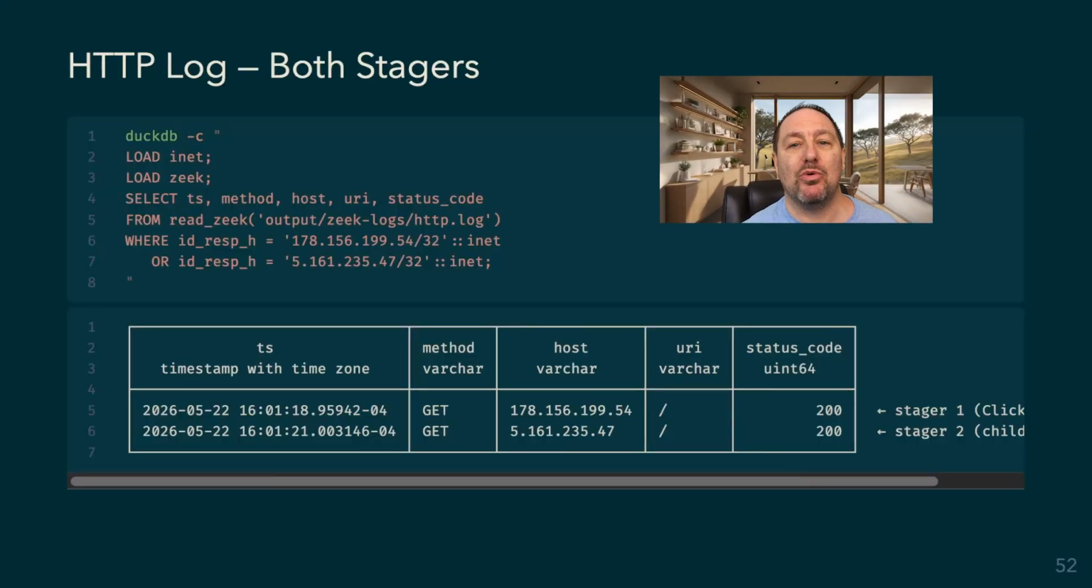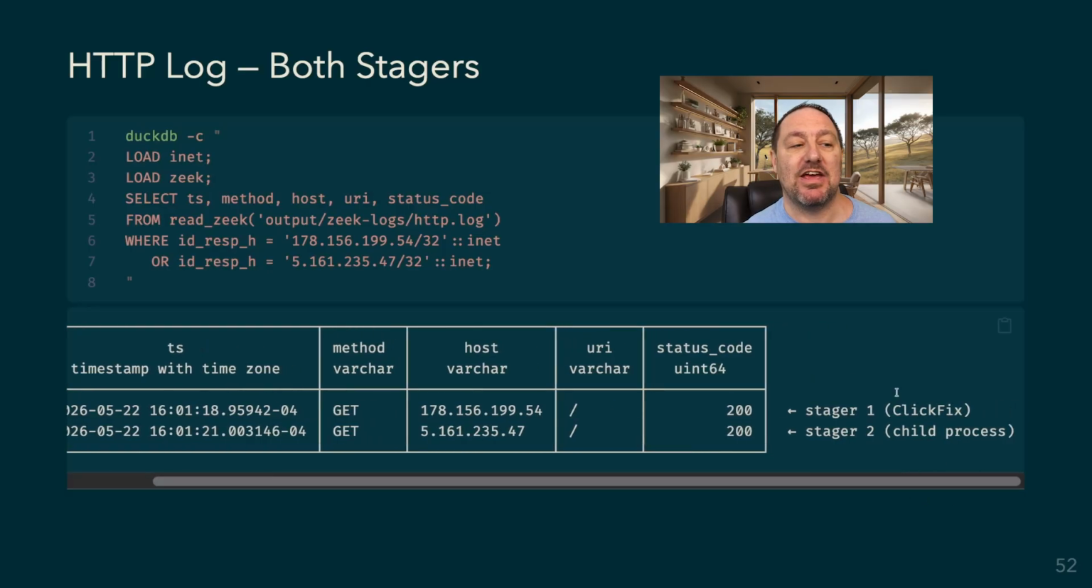HTTP log, there were 2 HTTP requests, one to this 178 address and one to this 5 address. The second IP comes from the stager script that we'll extract and show you next. But the first server returns a PowerShell script that spawns a hidden child. That hidden child hits that second IP address, the 5 IP address. And you can see I annotated it in the table here for you on the right. So you have 2 stagers: the initial ClickFix payload, and then the child process it launches.